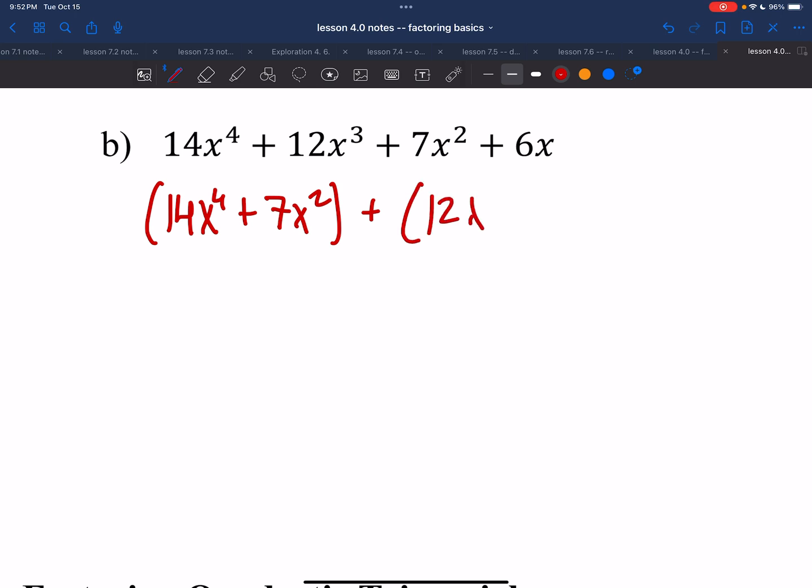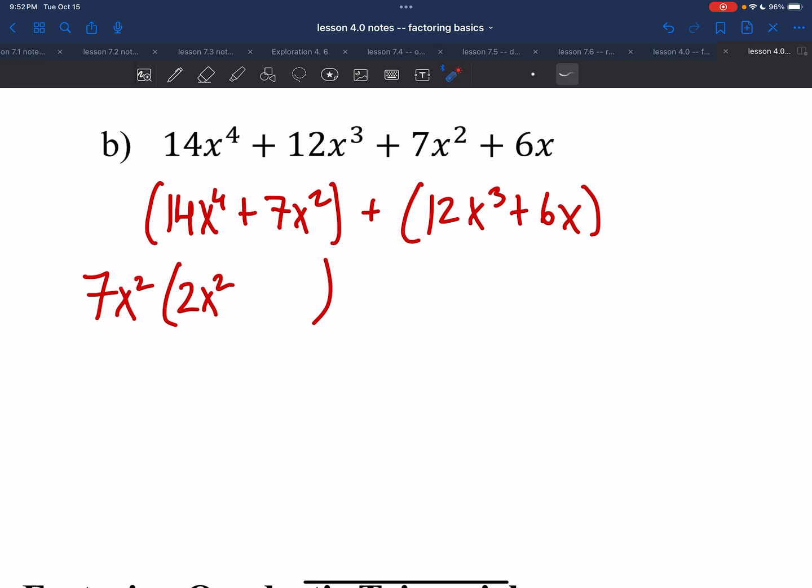And so then here's 12x cubed plus 6x like this. All right. So I'm going to say, all right, what's the GCF between these? 14x to the fourth plus 7x squared. 14 and 7, that's a GCF of 7. x to the fourth and x squared, that's a GCF of x squared. And what do you got here? 7x squared times 2 gets you the 14, and x squared gets you the x to the fourth. And then this is 7x squared times what is itself? That means you need a plus 1 there.